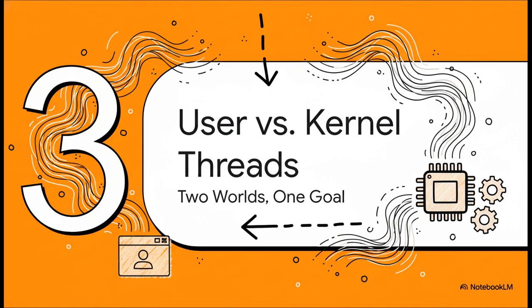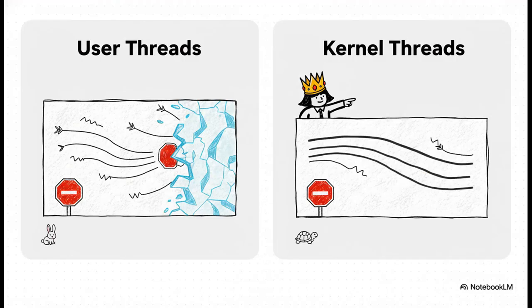So let's ask a fundamental question. Where do these threads actually live? This question brings us to a huge architectural choice in how operating systems are designed, and that's the difference between user threads and kernel threads. This really reveals a massive trade-off.